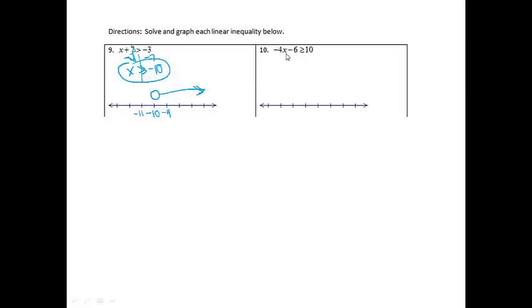Okay, number 10, negative 4x minus 6 is greater than or equal to 10. Again, I'm going to draw my line. If I'm solving for x, to get rid of the minus 6, we'll do plus 6 to both sides. So I'll get negative 4x is greater than or equal to 16.